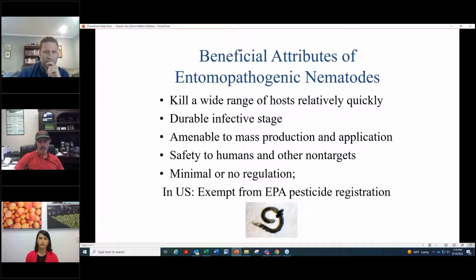So there are a number of attractive qualities that have made these nematodes really important as biocontrol agents. They kill a wide range of hosts relatively quickly, especially compared to other pathogen groups. They have this durable infective stage, the IJ or infective juvenile dauer stage, which makes them amenable to mass production and application, and they're extremely safe to humans and other non-target organisms, so much so that they are exempt from EPA pesticide registration and have minimal or no regulation in other countries as well.